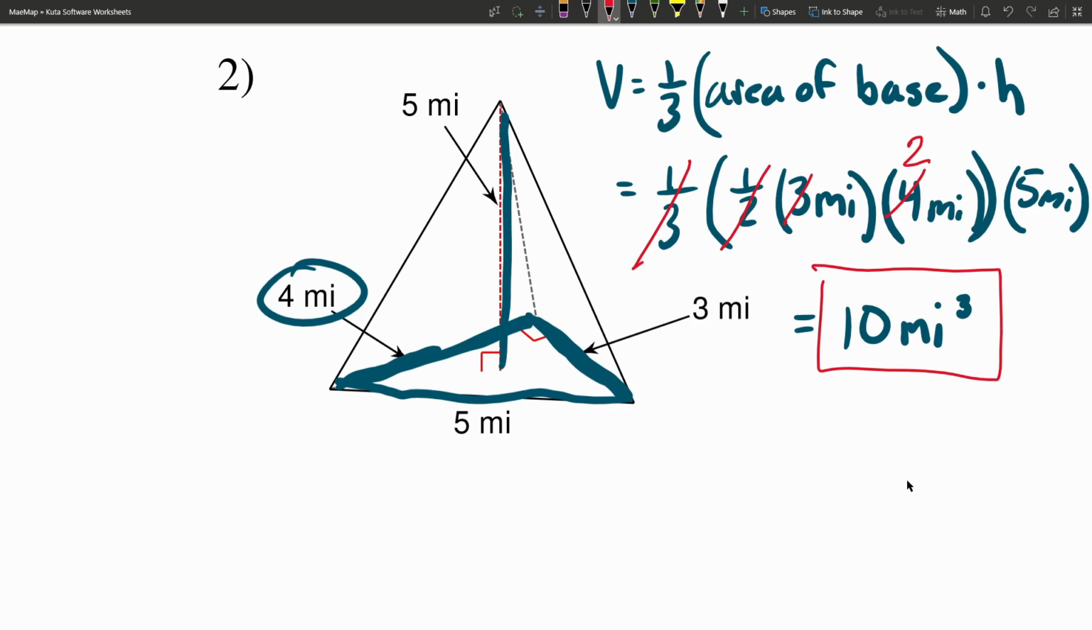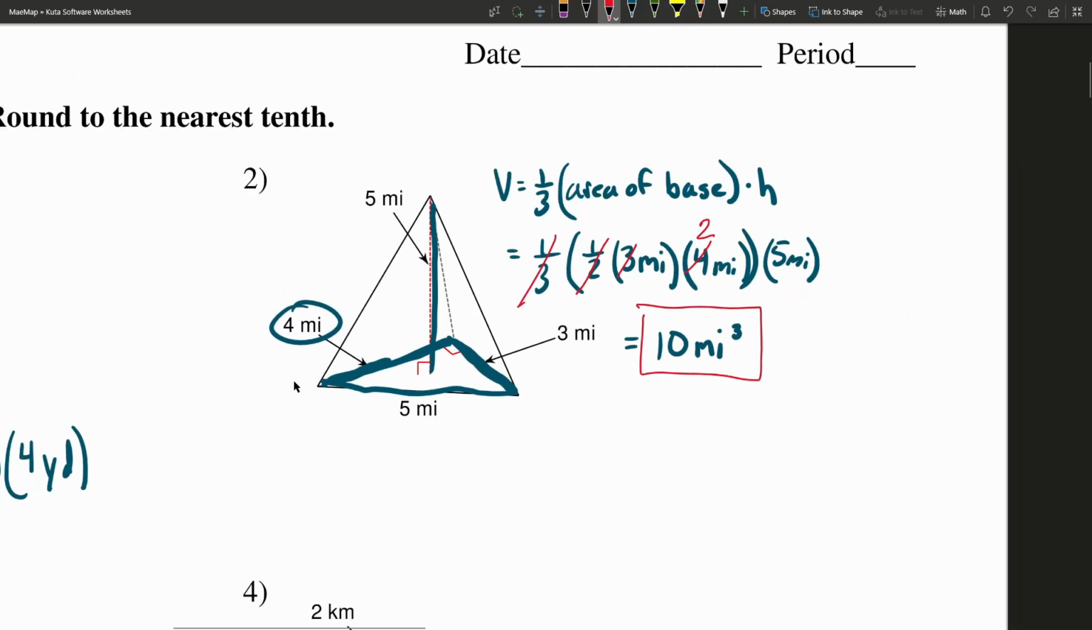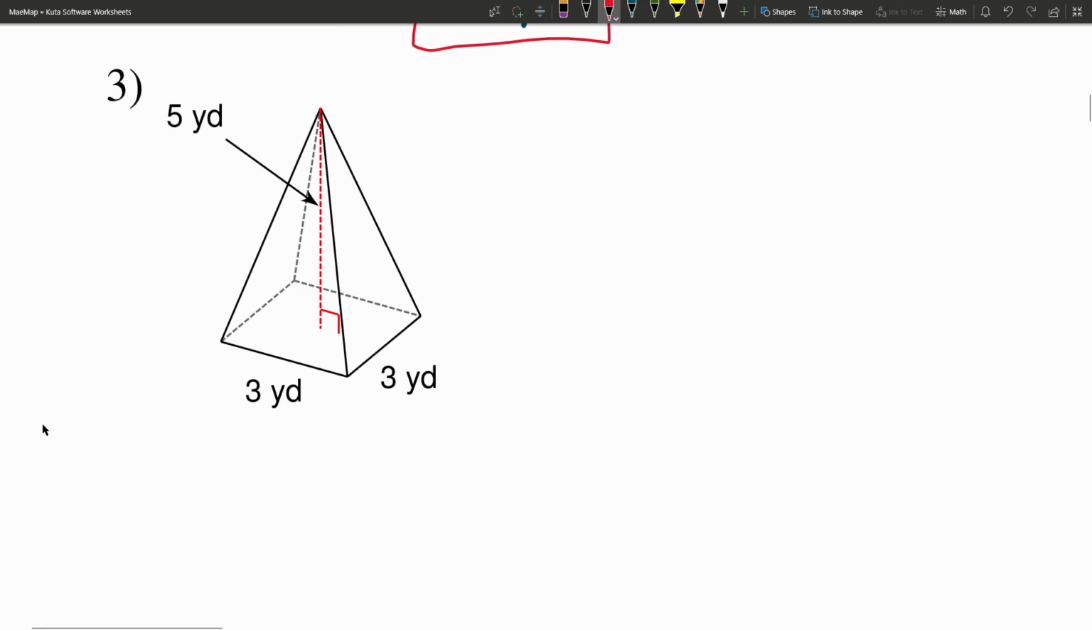So far, let's review. We've talked about the volume of a prism, which is the area of the base times the height. And we've also now talked about the volume of a pyramid, which is 1/3 the area of the base times the height. Let's move on to our next figure. In number 3, what do we have? We have another pyramid. So what's our volume going to be?